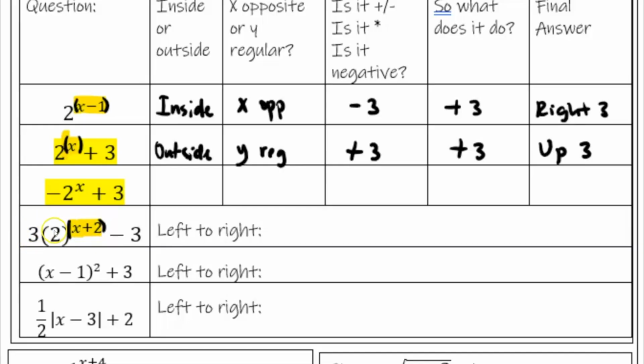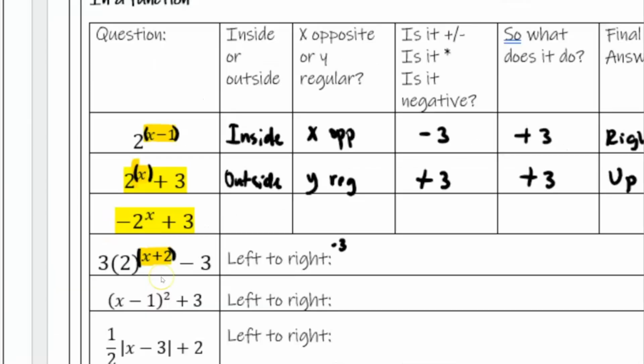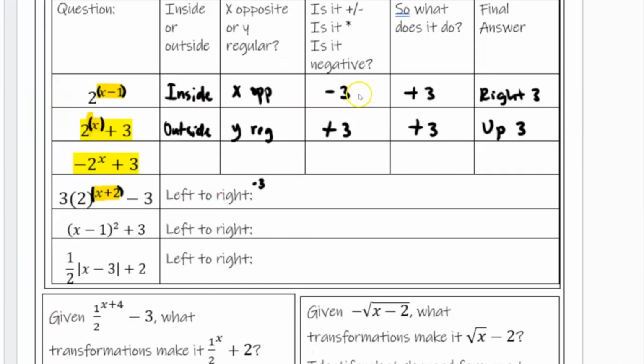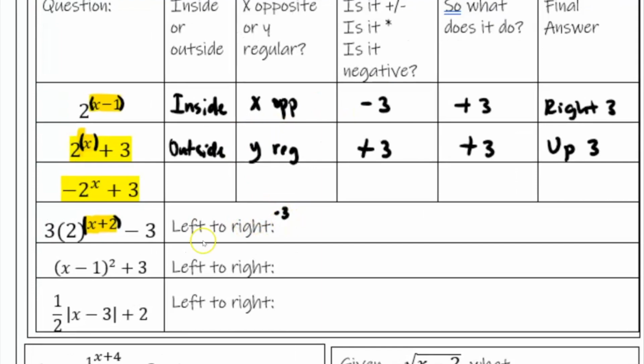And what am I doing? I'm multiplying. So I'm going to multiply times 3 on the outside. So what does multiplying by 3 on the outside do? If you don't remember what multiplication is, if it's bigger than 1, it's a stretch. If it's between 0 and 1, it's a shrink. So right now it's bigger than 1, so it is a stretch. Because it's outside, it's y and regular, so it's in the y direction, exactly what I think. So this is a stretch by a factor of 3. And I guess I should say actually a vertical stretch.